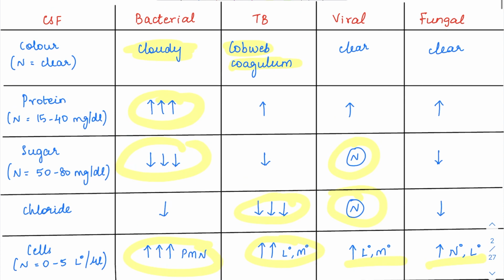So the major features you'll need to remember: in viral, the sugar and the chlorides are normal. In TB, there will be a cobweb coagulum associated with very much decreased levels of chloride. In bacterial, it will be a cloudy fluid with elevated neutrophils, very high levels of proteins and very much decreased levels of sugar as well. Okay, so these things you must remember.